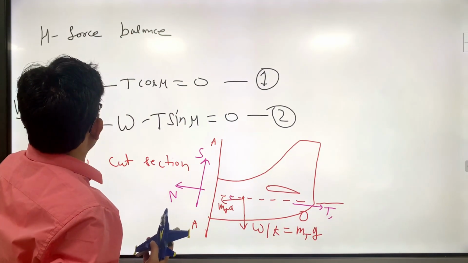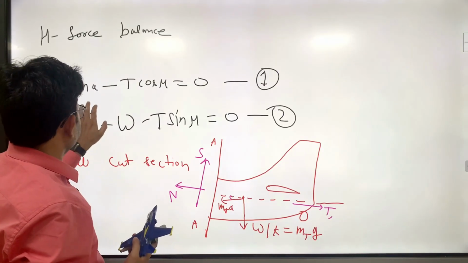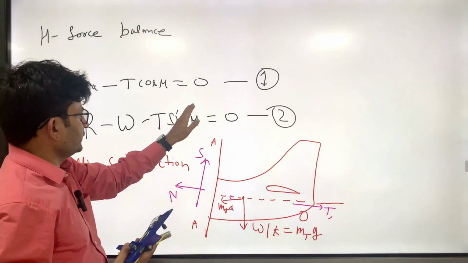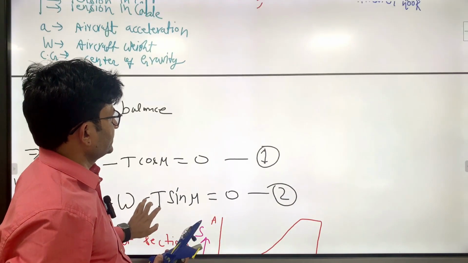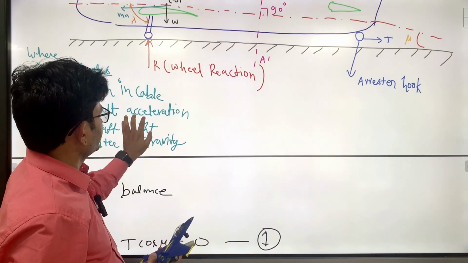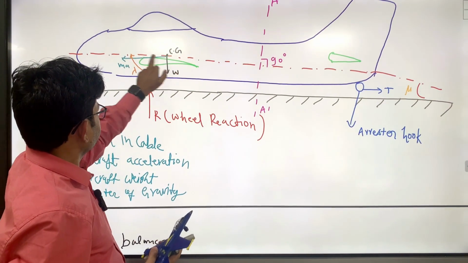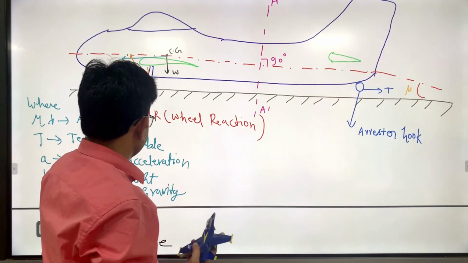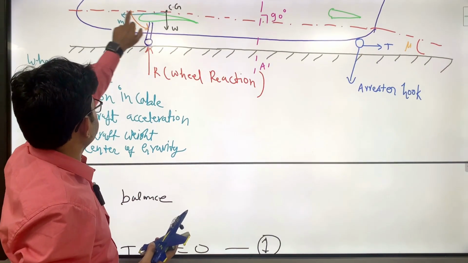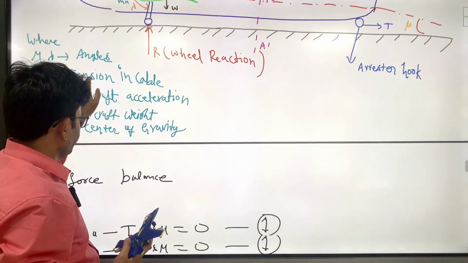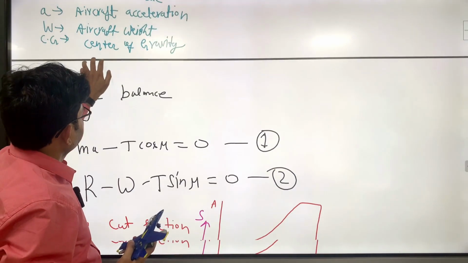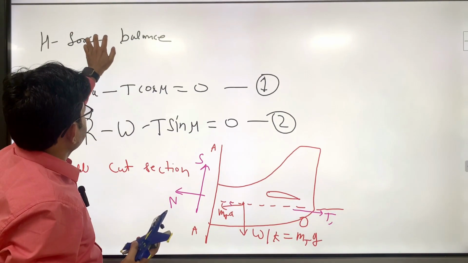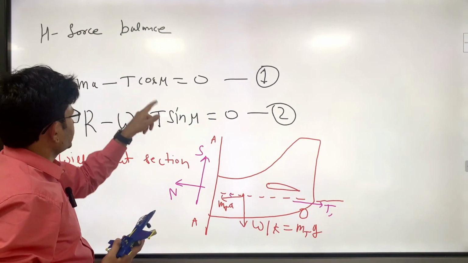So if I balance the force in a horizontal direction, then Ma minus T cos mu will equal to 0. Please see this. I am resolving my force along this direction, and this is T, this is mu, that is why T cos mu is written, because you have to resolve along this direction. Please take a pen and paper and try to do this, and if you have any doubt, please ask. So Ma minus T cos mu equals 0.